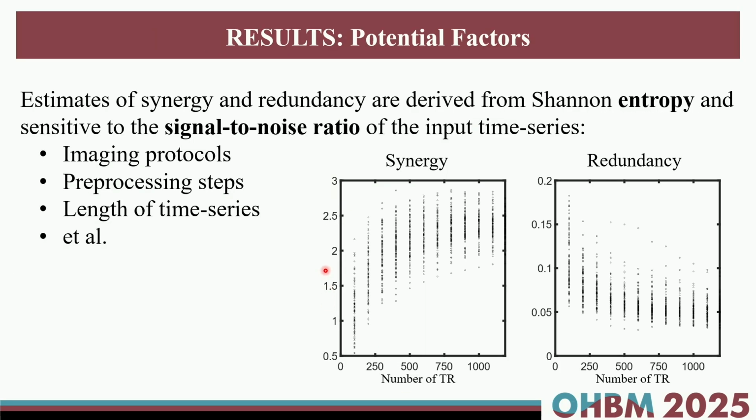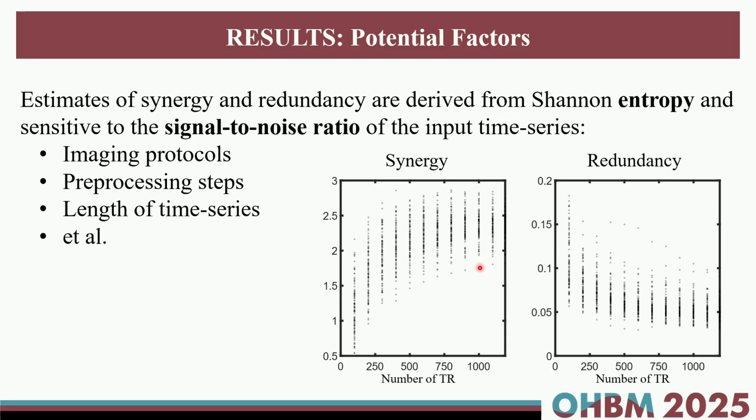So in addition to this result, we also want to highlight some potential factors that may affect the estimation of synergy and redundancy. Since the information decomposition framework is based on Shannon entropy, factors that may influence the signal-to-noise ratio of the time series data may affect the estimation of brain synergy and redundancy. These factors may include, but are not limited to, the different imaging techniques, pre-processing steps, and the length of time series data. And here is a quick example about the influence of time series length.